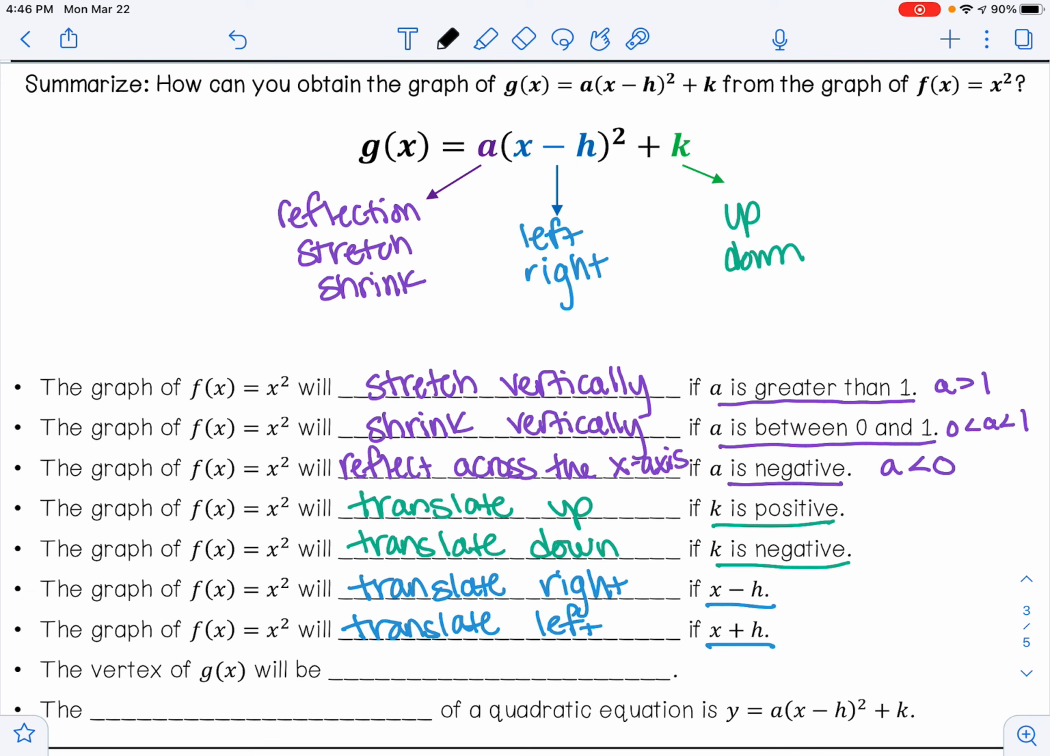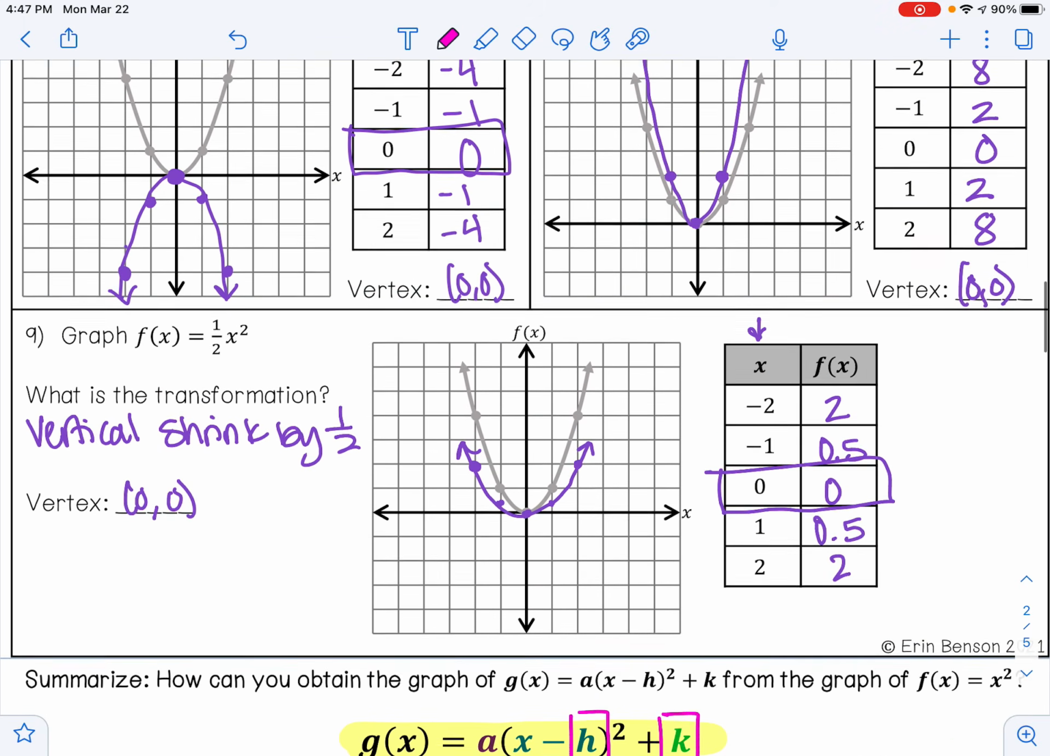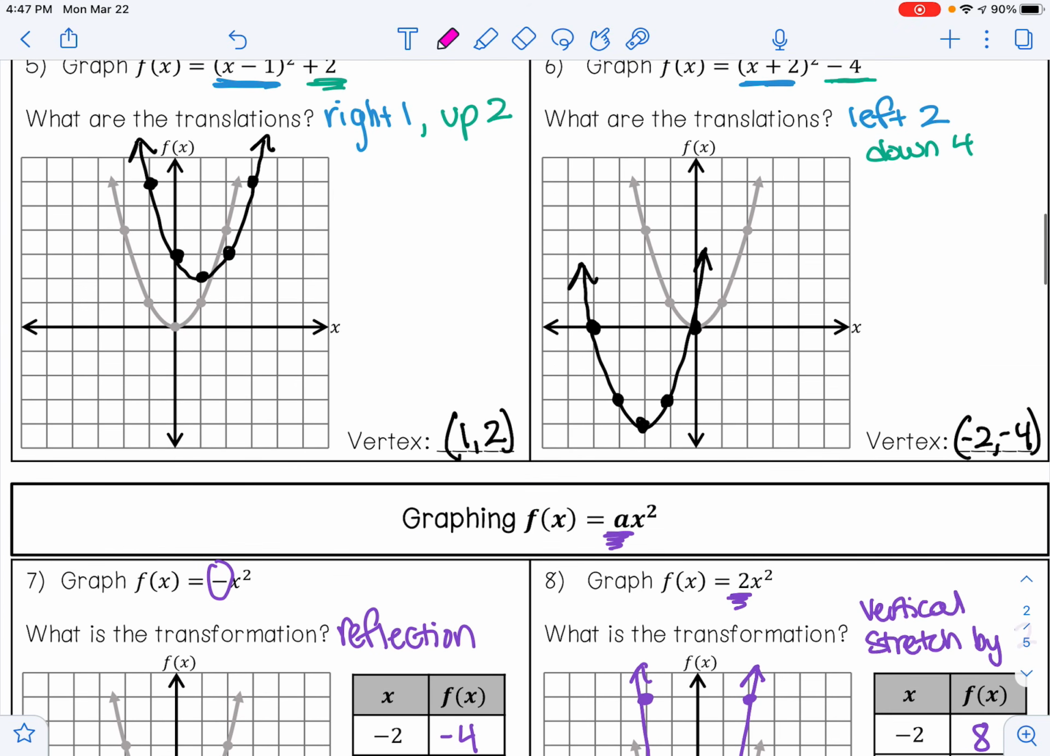The reason why this form that we're talking about right here is called vertex form is because this equation gives you the vertex. Your vertex is always of the form (h, k). So you'll always be getting your vertex from your h and your k value. And so let me show you what that looks like. It's the most obvious on examples 5 and 6.